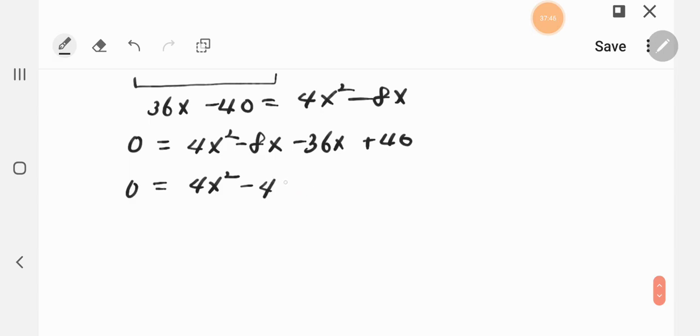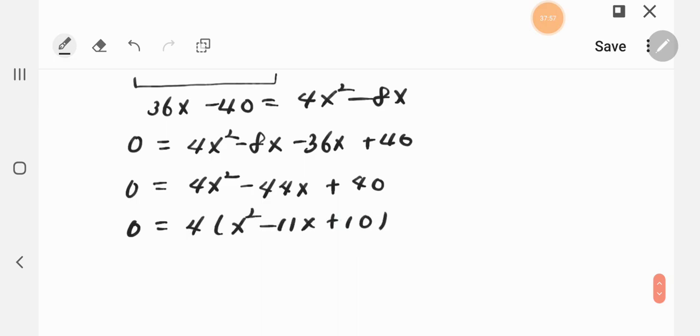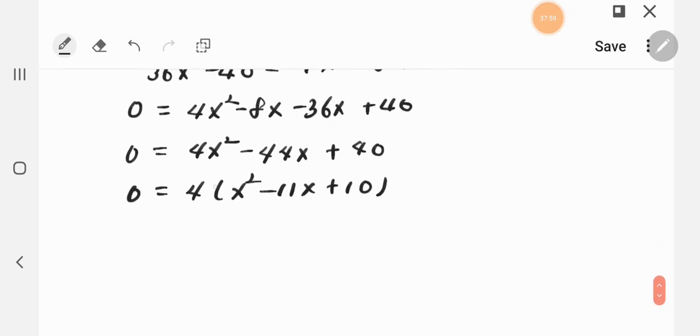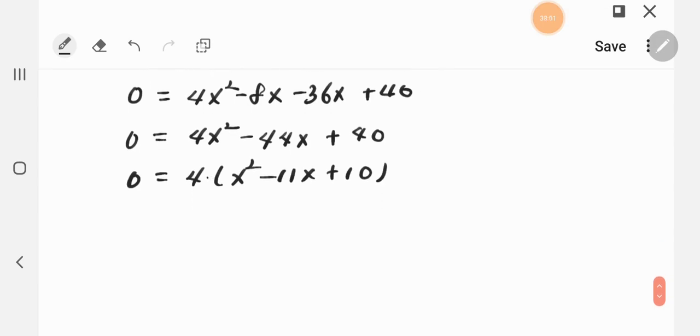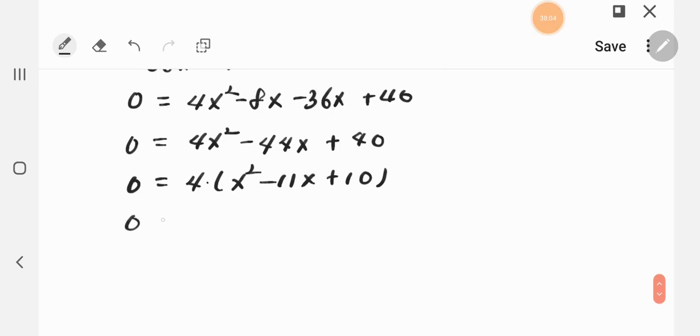Okay, 44x plus 40, and then factor out the 4: 4 times (x squared minus 11x plus 10). All right, we have a product. We want to find x. So one side is 0. So why don't we factor the right hand side?